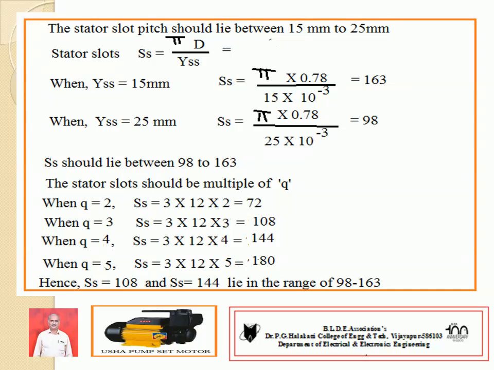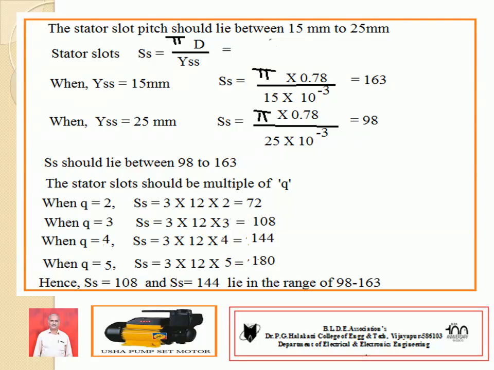Here I am converting into meters because diameter 0.78 is in meters. So you have to convert the YSS value also into meters, that is 15 into 10 to the power of minus 3. Here both units are to be the same, meter and meter or millimeter and millimeter. In the previous problem we have taken millimeter. You understand? So SS equal to 163.